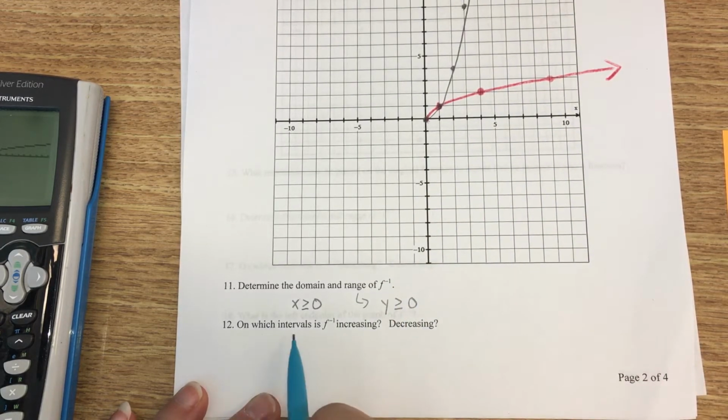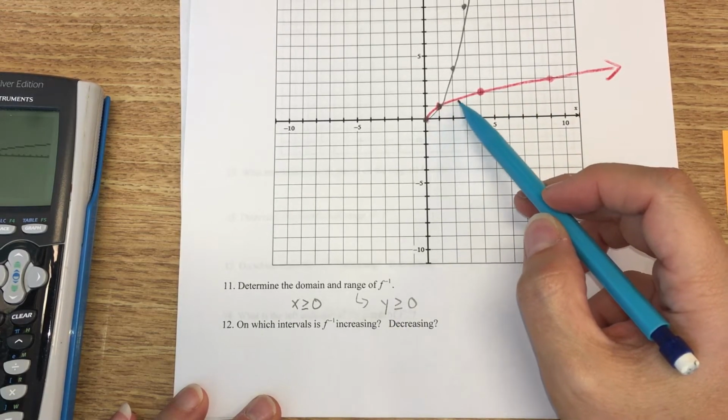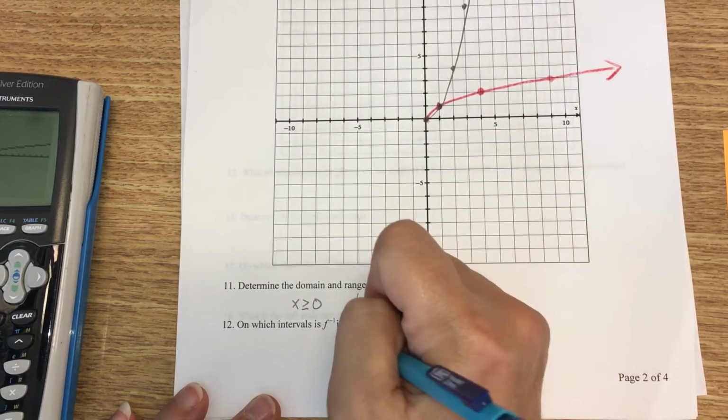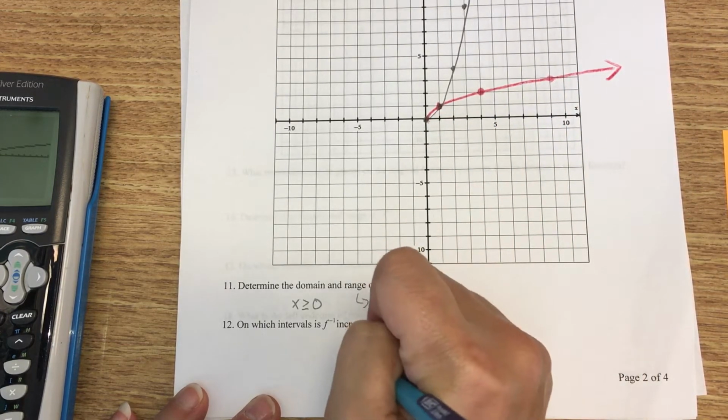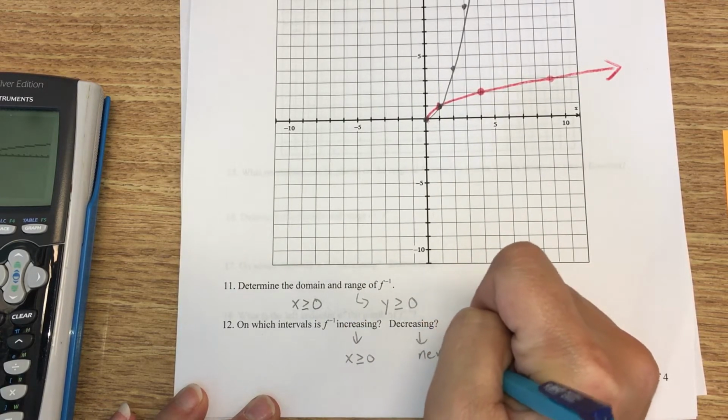Number 12 says, on which intervals is f inverse increasing or decreasing? Well, if we trace this red graph from left to right, we can see that it was only increasing. So we can say it's increasing when x is greater than or equal to 0, and it's decreasing never.